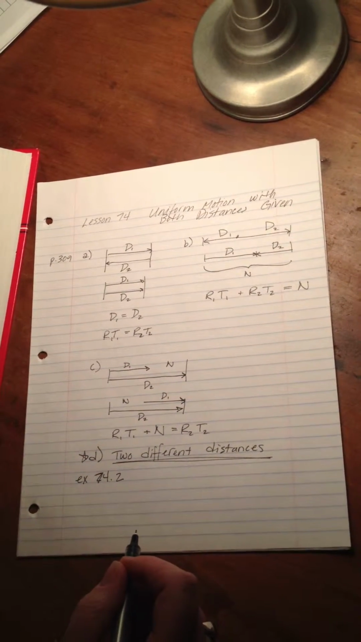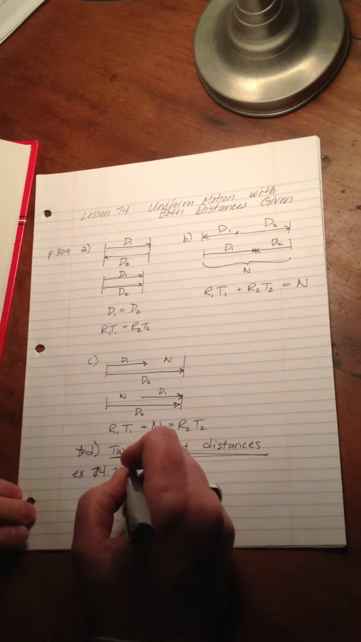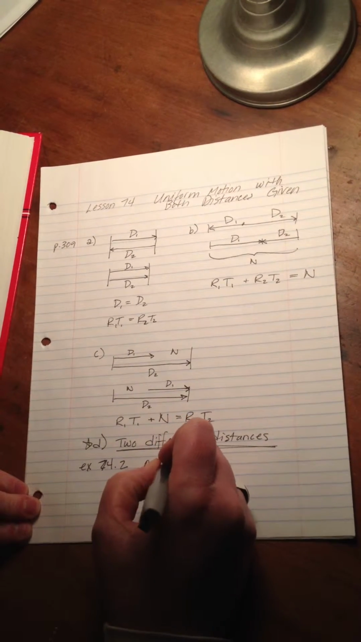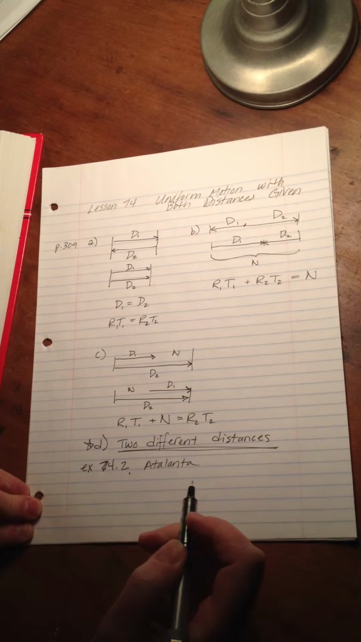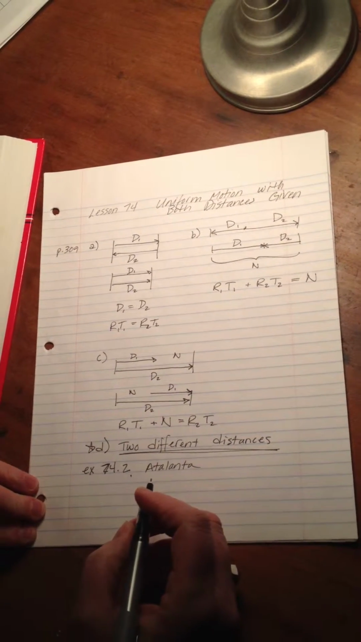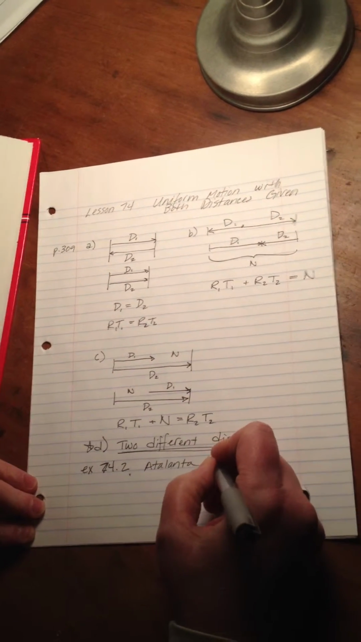Okay, there's a girl named Atalanta. The second one, you said the first one, and it was confusing. Oh, okay. We're doing the second one. We're doing 74.2. Atalanta ran 4 times as fast as her challenger.